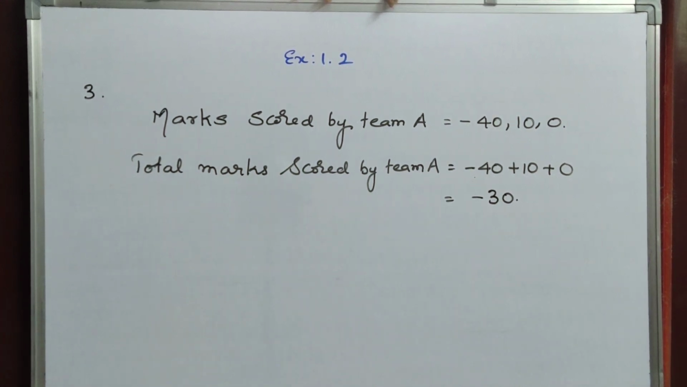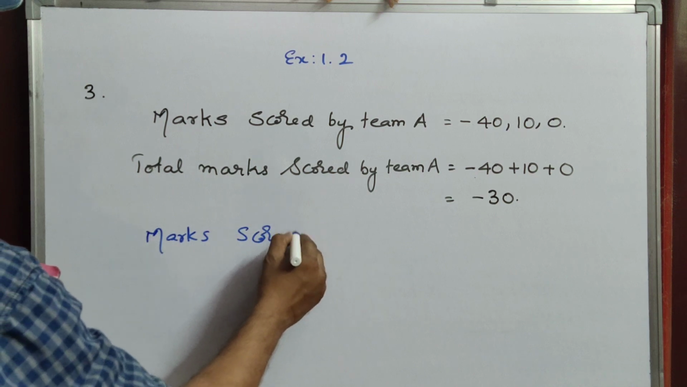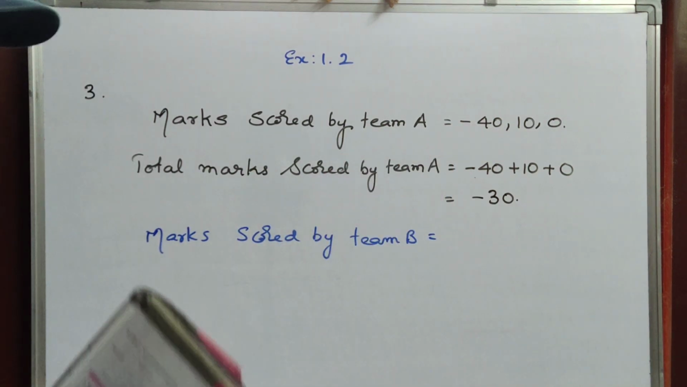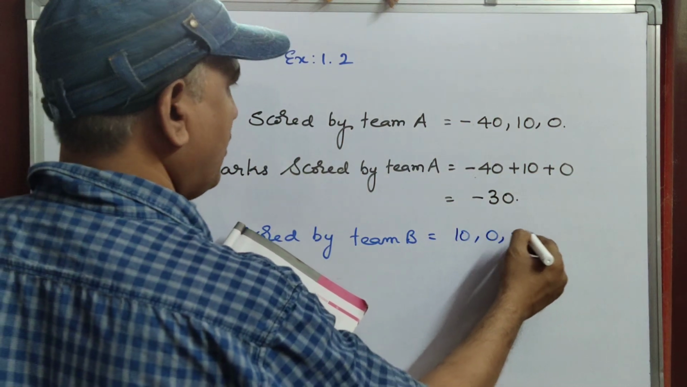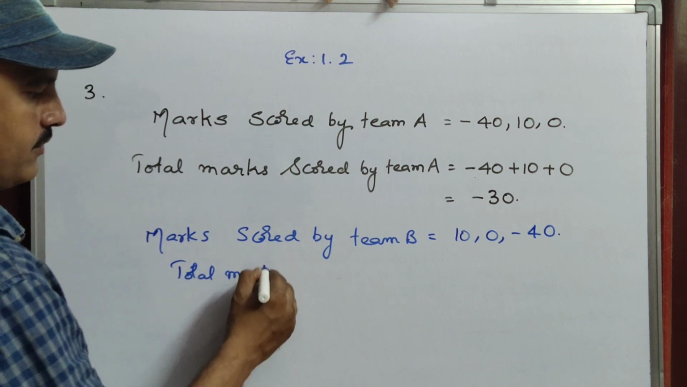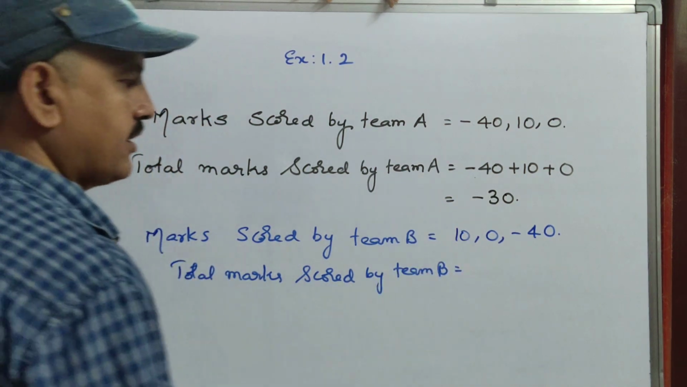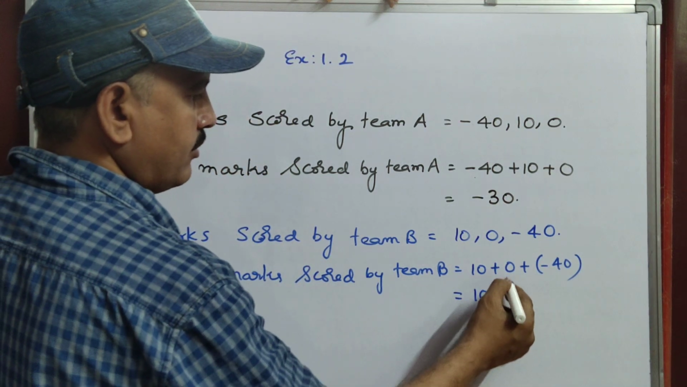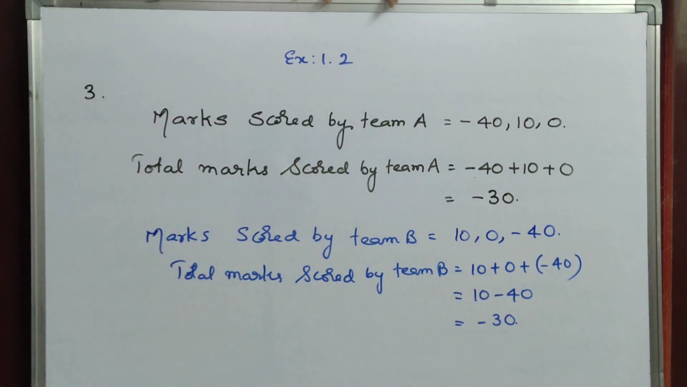Okay, children. Now you'll see the marks scored by team B. See here, team A I wrote with black and team B I am writing with blue, just for understanding purpose. So how much did team B score here? 10, 0, minus 40. Now total marks scored by team B. That is 10 plus 0 plus minus 40. Now 0 has no value, plus into minus, minus 40. So how much did you get now? Minus 30. So both got minus 30.